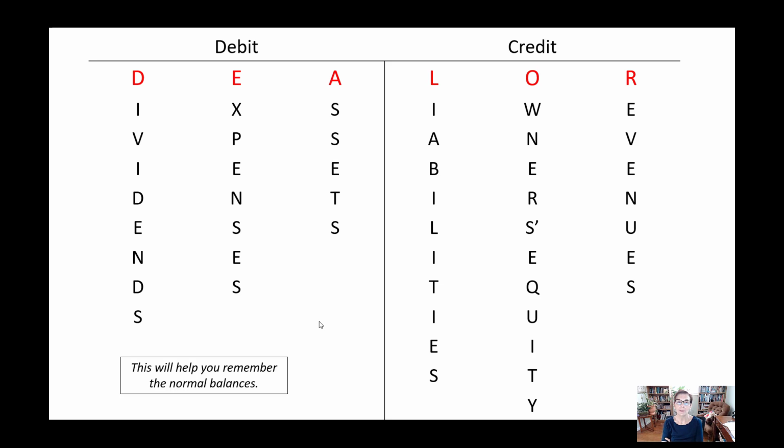So if you remember DEALER, the DEA is on the debit side and the LER is on the credit side. So dividends, expenses, and assets have debit balances, normal. And we're going to talk about why that's important, but the normal balances are very important. Dividends, expenses, and assets have normal debit balances. Liabilities, equity, and revenue have normal credit balances.